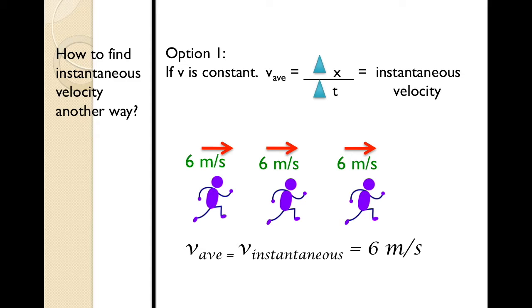So one option is, if you know that the velocity is constant, the average would be the change of x over change of t, so that would pretty much be your instantaneous velocity. Because your velocity is constant, for example, if this person was running 6 meters per second at every moment, then you know that your average is 6 meters per second, and it is the same as your instantaneous velocity. Pretty easy. Now, everything is not always that easy.